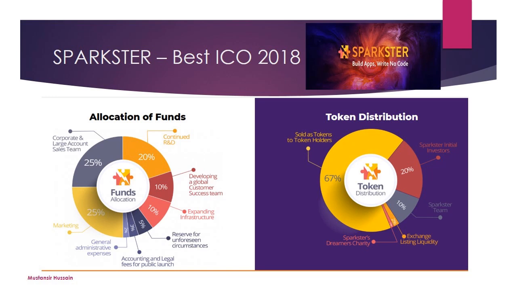And if you see the allocation of funds, I think that's also very convincing. They have 25% for marketing, which is huge. So that definitely means it's going to get a lot of attraction and a lot of hype, and 20% into R&D. This is very good for any project: the more funds for R&D, the more the chances of success. You can also see 25% for the sales team and 10% for expanding infrastructure.